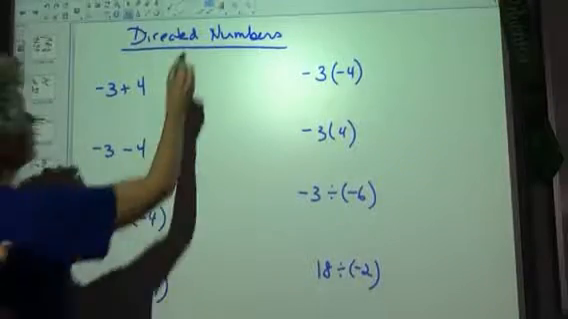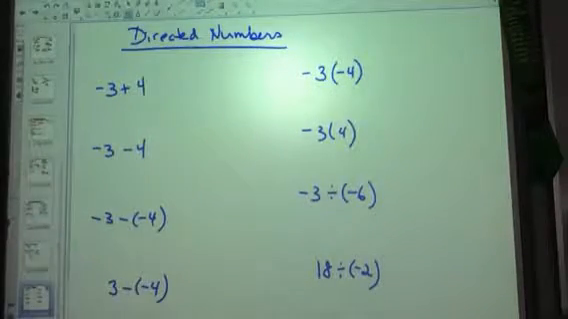Okay, we're going to take a look at directed numbers. Directed numbers just means you're positive and negative. So you want to have a good sense of the number line in your head. That's the way I think about it.